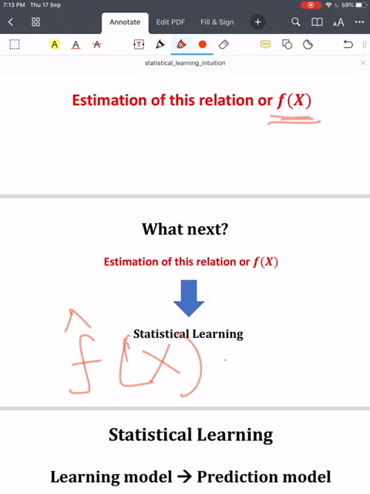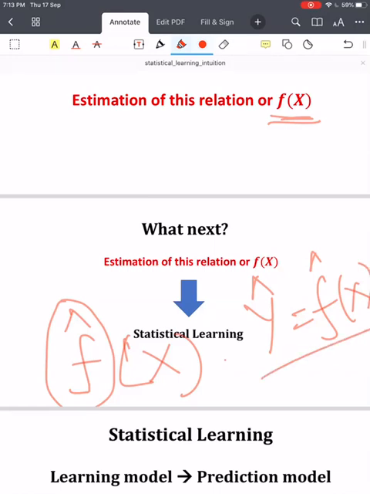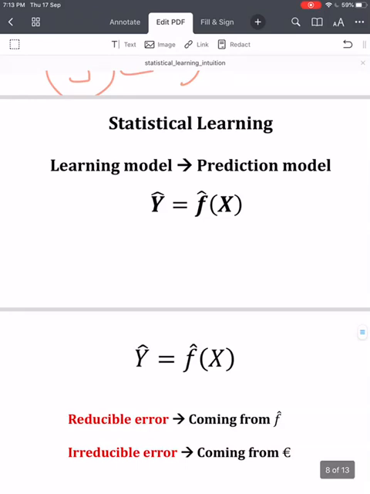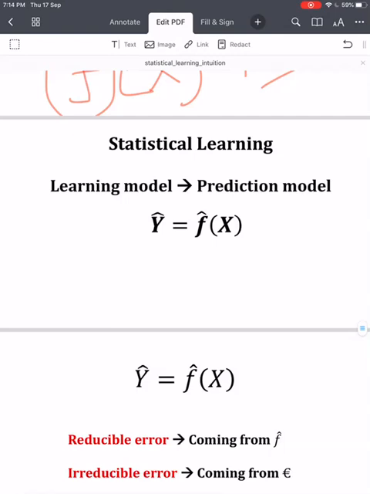We are going to find this function f that will capture the relation between y and x. So if some unknown x is given to me, that means x1, x2 up to xp, then I can predict some y. So y cap will be f cap of x. This will be our learning model, our prediction model. It helps us predict y when some unknown x1 to xp is given, by using this f cap of x. This is the concept of statistical learning or a prediction model.